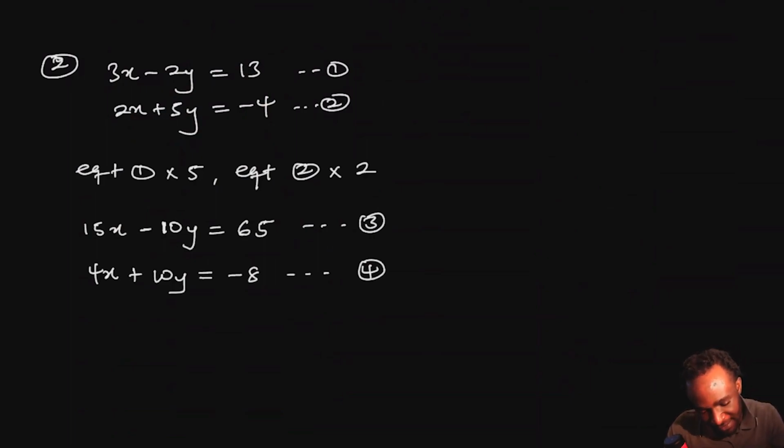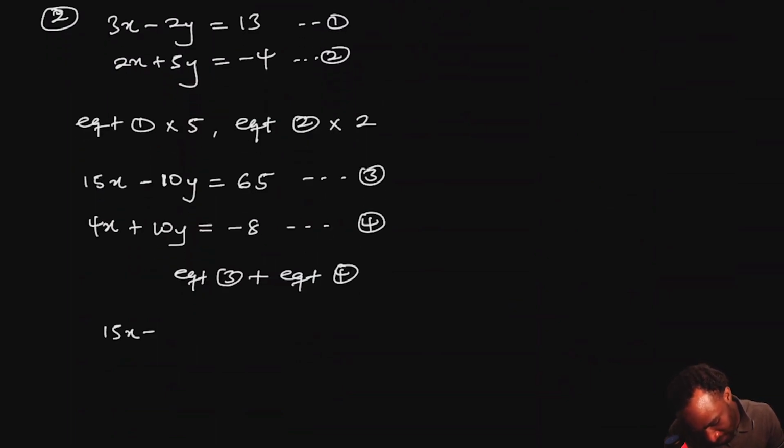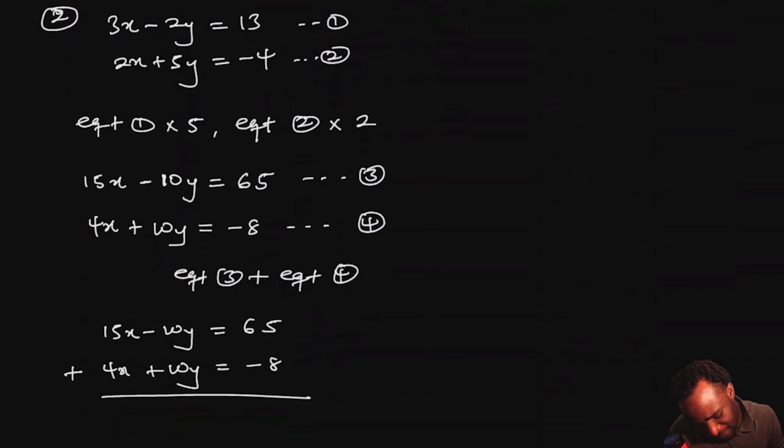Now we have similar terms over here, so we can do a simple addition to eliminate the y. So equation 3 plus equation 4. We're going to add the two together. So 15x minus 10y is equal to 65, plus 4x plus 10y is equal to minus 8. 15x plus 4x is going to give us 19x, and then minus 10y plus 10y is going to give us 0. So we eliminated the y successfully.